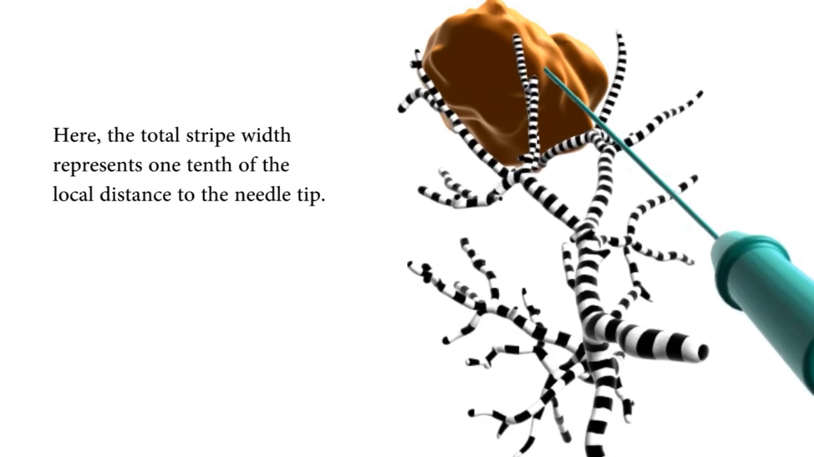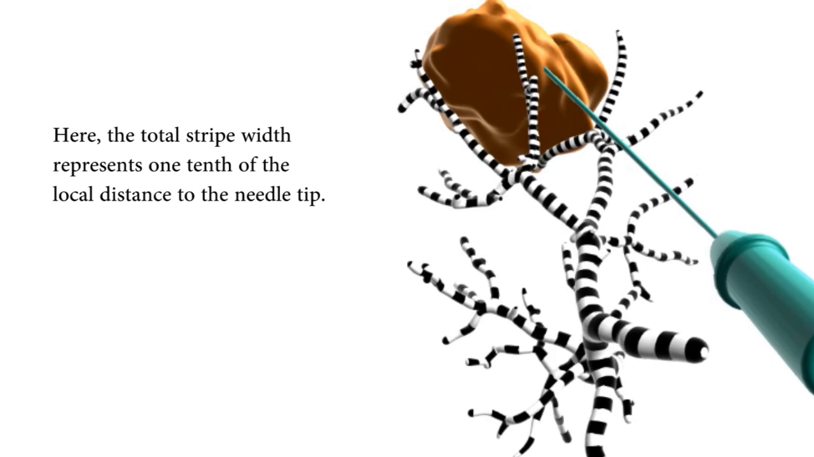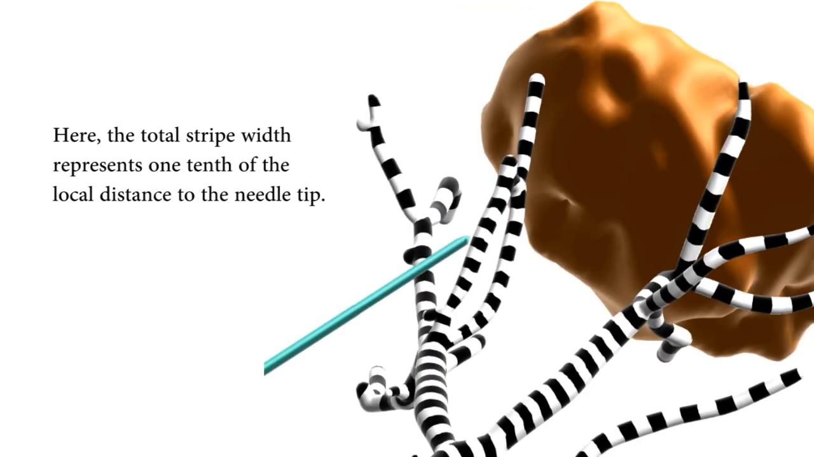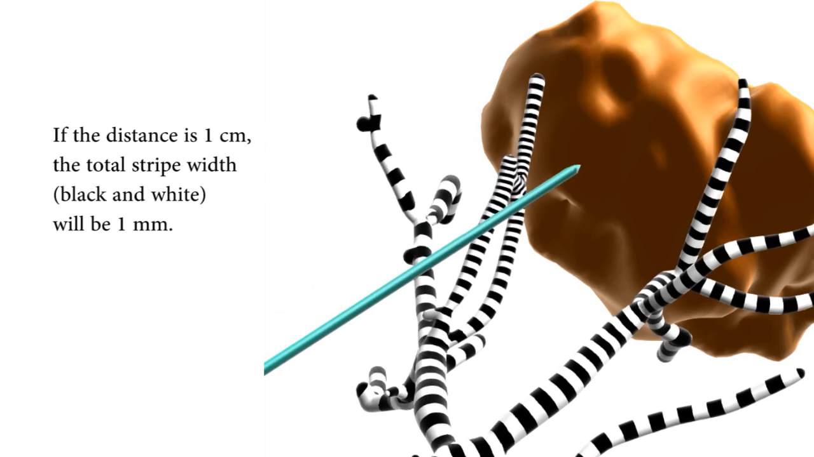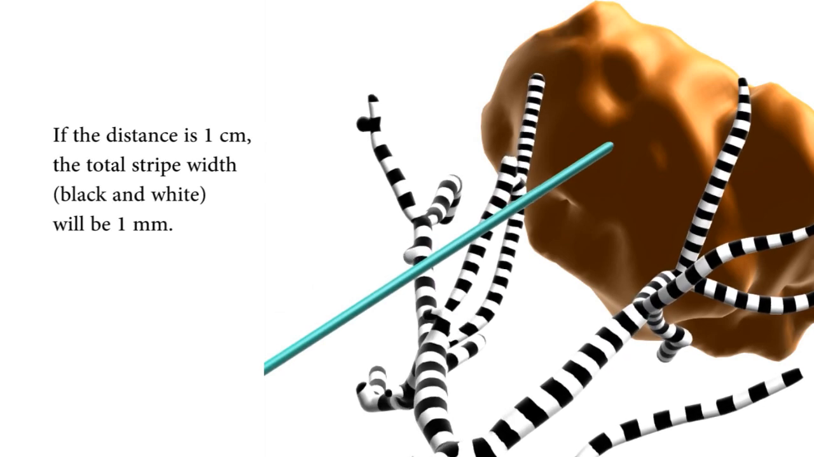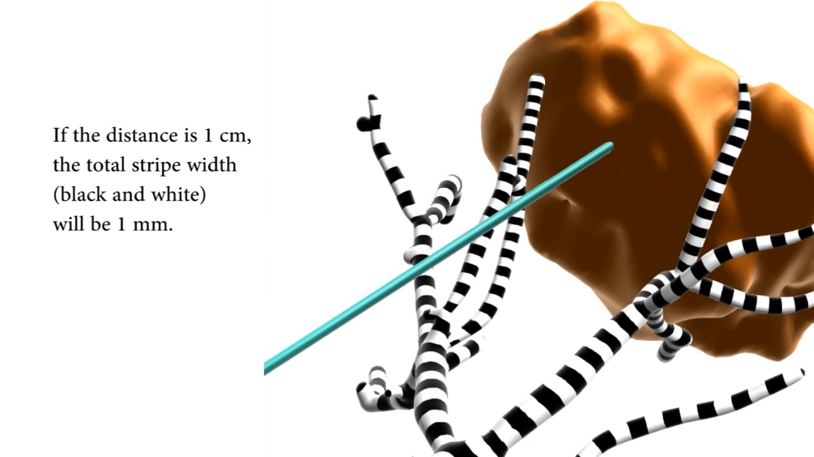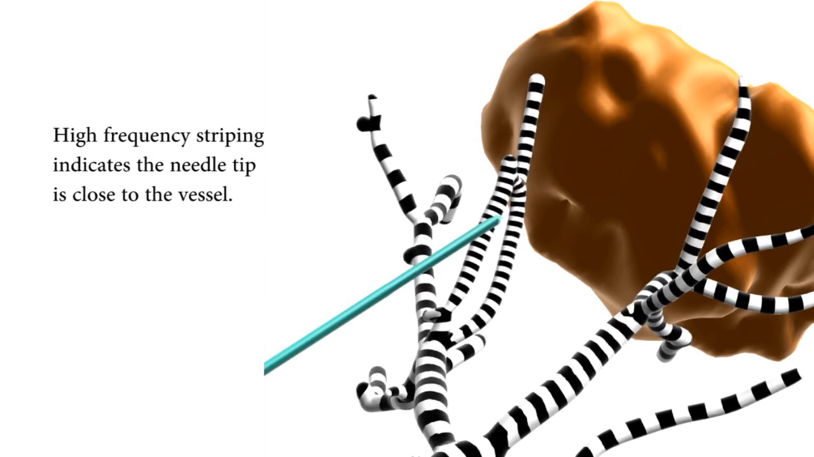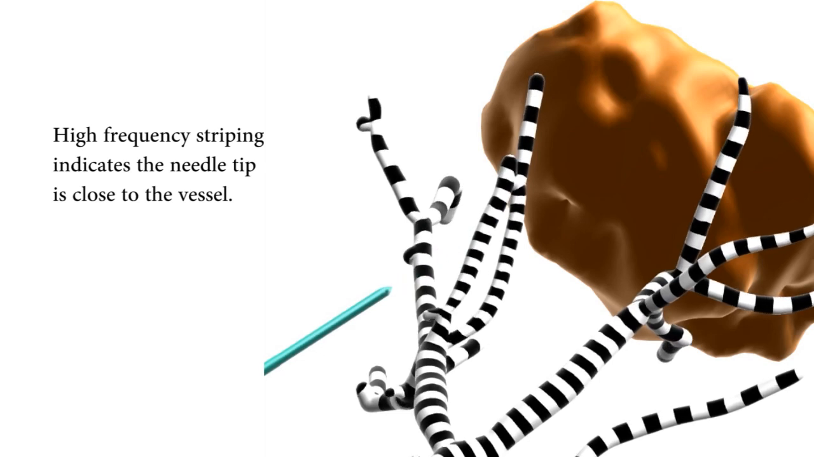Here, the total stripe width represents 1/10 of the local distance to the needle tip. If the distance is 1 centimeter, the total stripe width, black and white, will be 1 millimeter. High-frequency striping indicates the needle tip is close to the vessel.